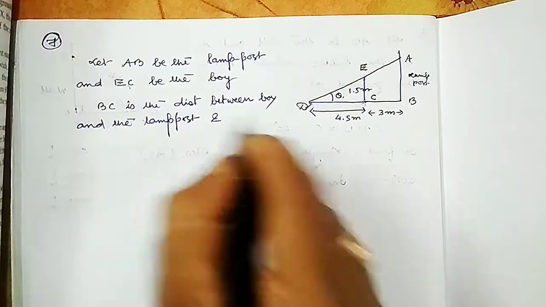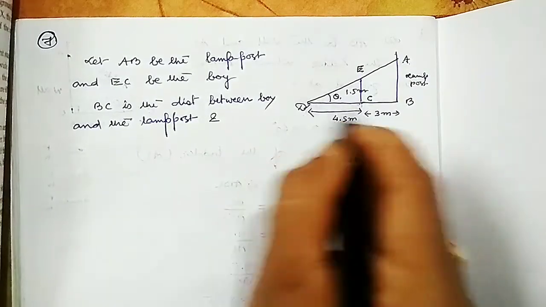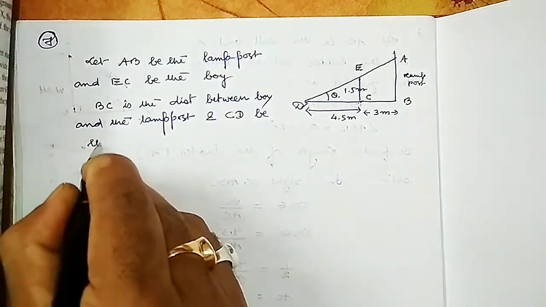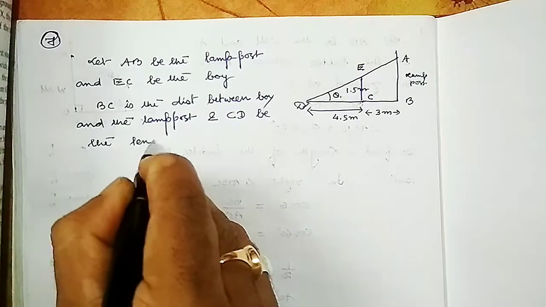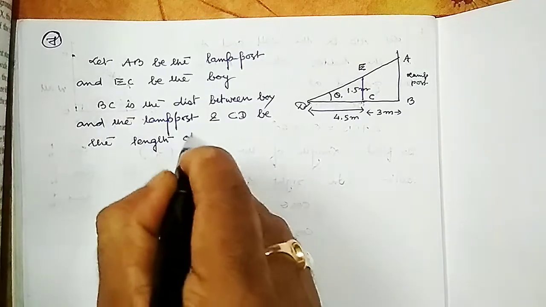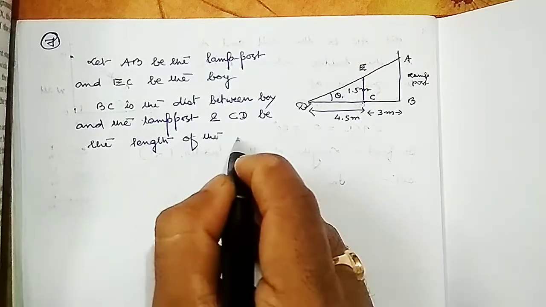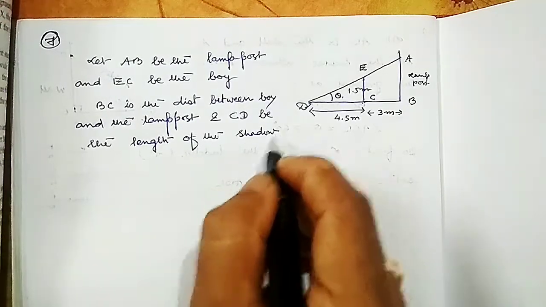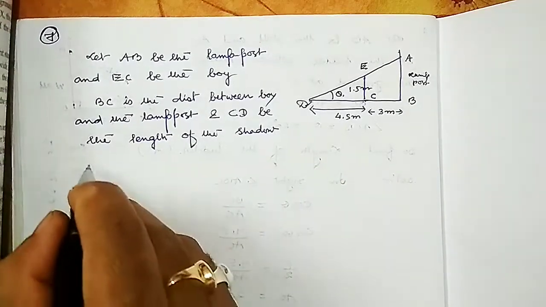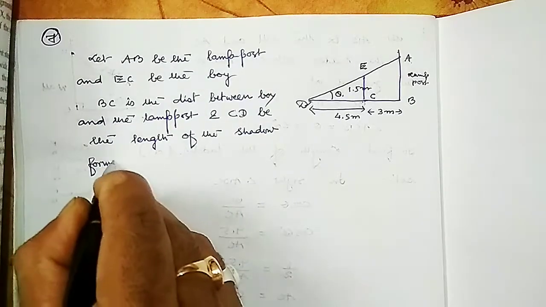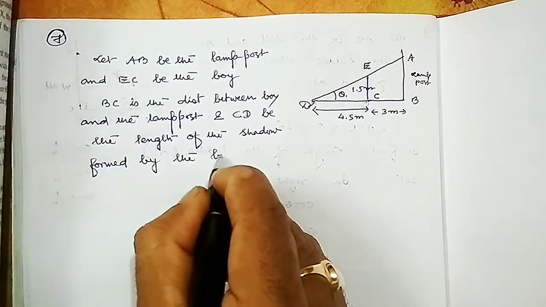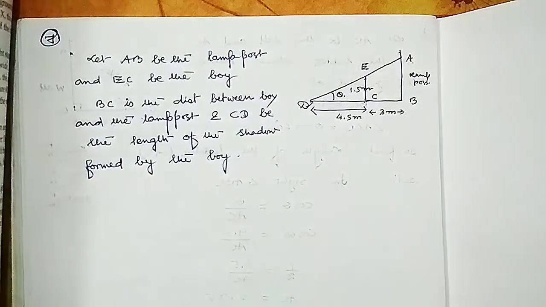And this one is C, this one is D, and CD be the length of the shadow. Length of the shadow formed by the boy. Okay, this part is clear.